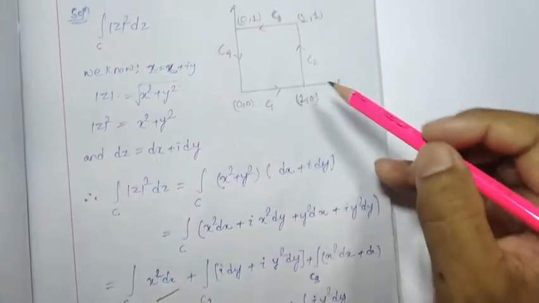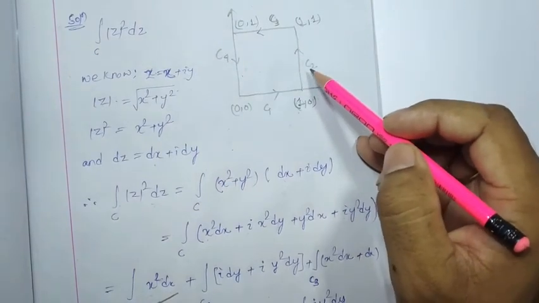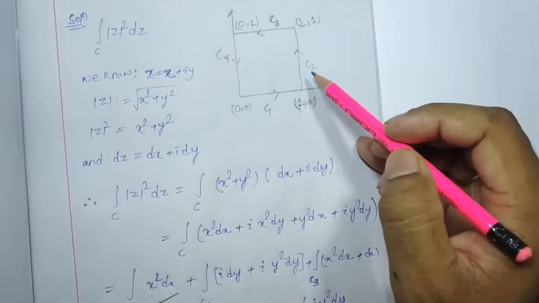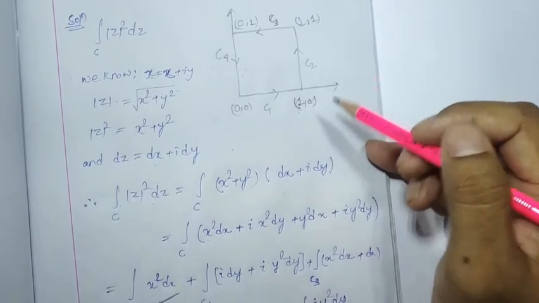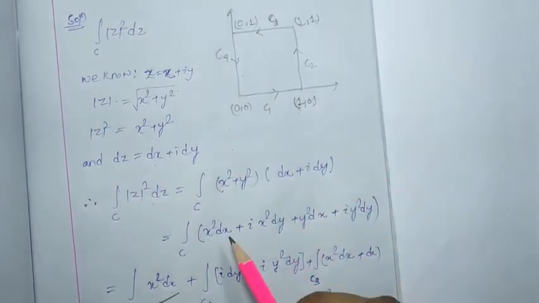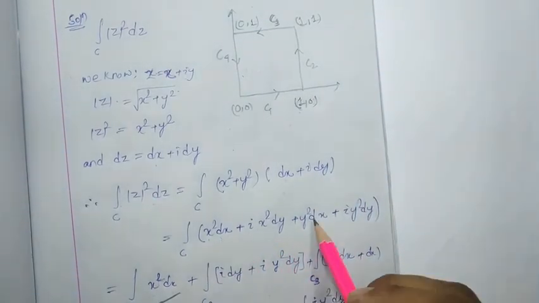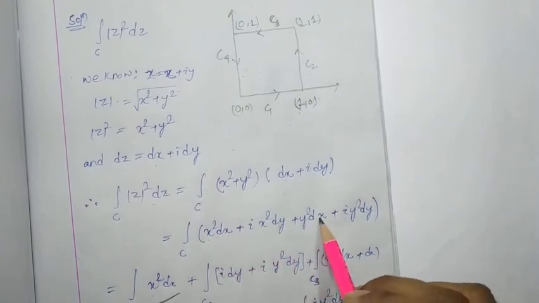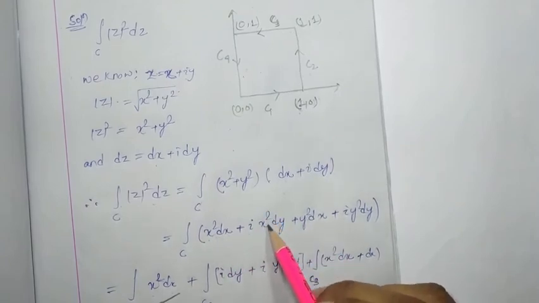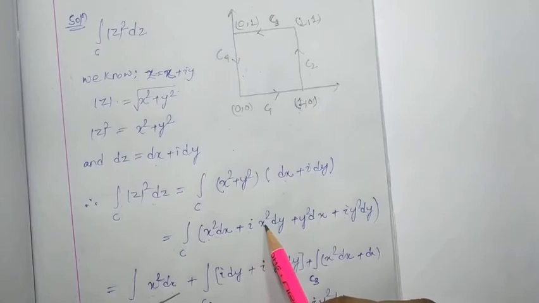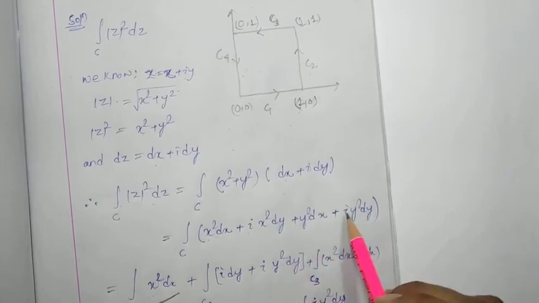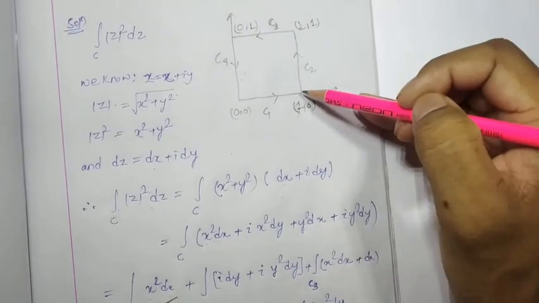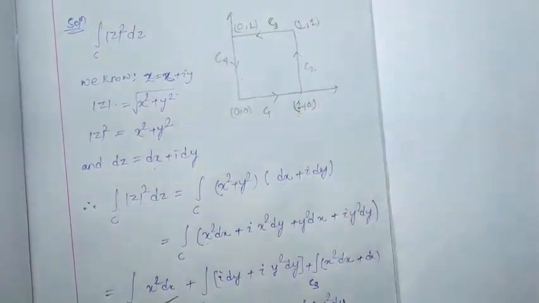Now along C2 you can see x is constant, y changes. X is constant means dx is going to be 0. So the x value will be 1, we have to substitute. Wherever dx is there it is going to be 0, and here x equal to 1 means this will be 1. So here we substitute 1, this term will be i dy, these two terms are going to be 0, and this term I have written as such, i y square dy, because along this contour y changes.